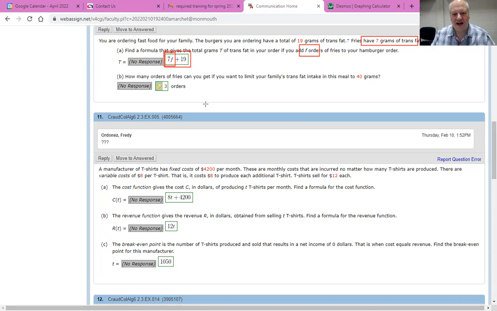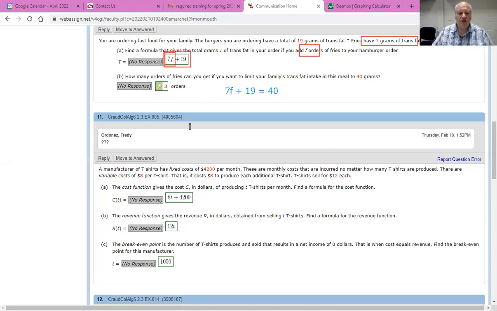How many orders of fries can you get if you want to limit your family's trans fat intake in this meal to 40 grams? The way we're going to figure that out is you write out either an equation or an inequality. It's up to you. But the appropriate way to go about it is to make an inequality. Well, it says limit their intake to 40, so it has to be less than or equal to 40. Let's just make it equal to 40, meaning 40 is the most.